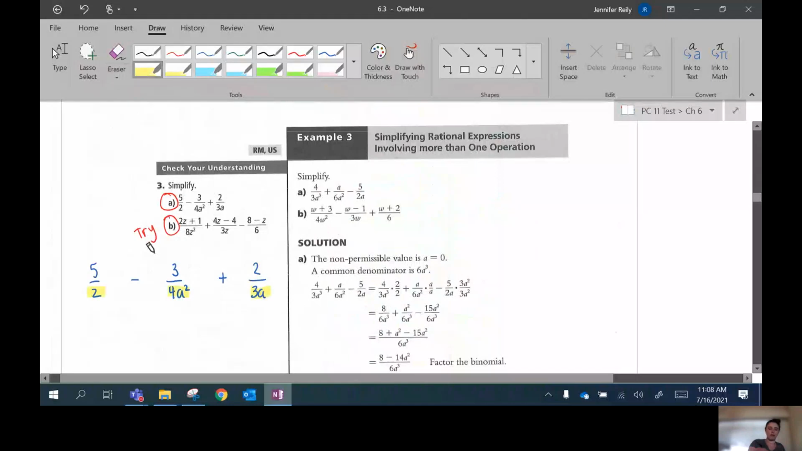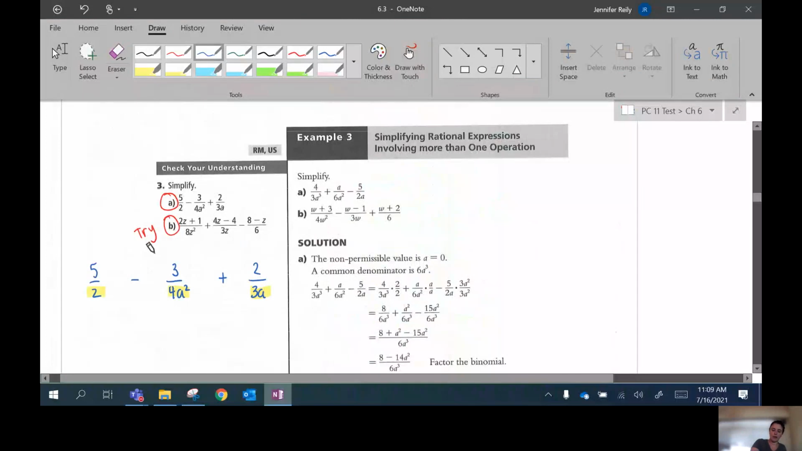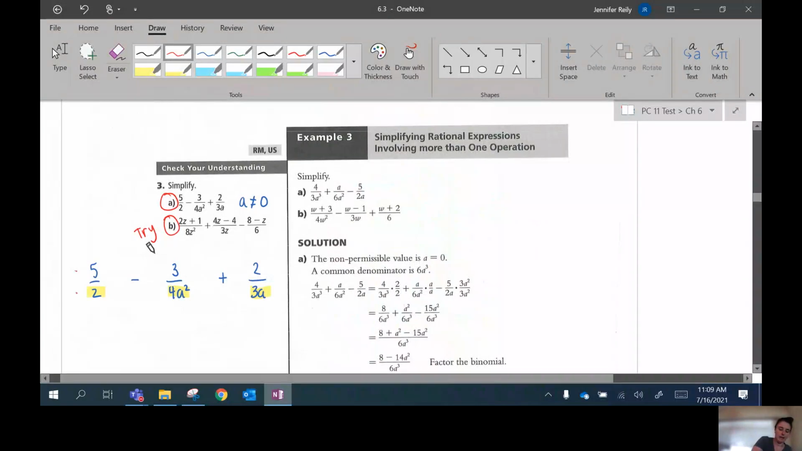Before I do that, though, let's write any non-permissible values. So the only variable I have in the denominator here is a. So my non-permissible value is going to be a cannot be 0. Okay, so the lowest common, let's focus on the numbers. Lowest common multiple between 2, 4, and 3 is 12. So I need to multiply by something that's going to make 12. So for the first fraction, that would be 6. For the second fraction, that would be 3. And for the third fraction, that would be 4.